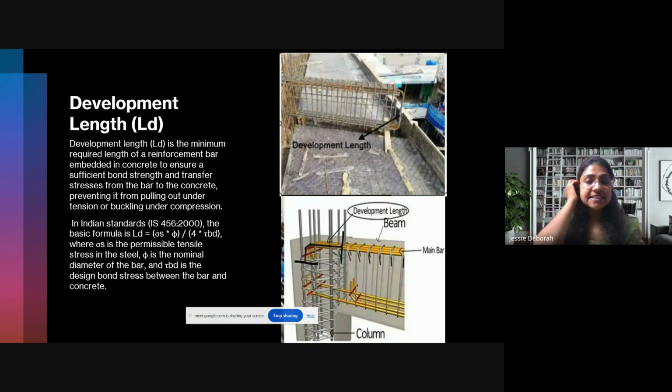Okay, so in Indian standards, there's a formula: Ld = (φ × σ) / (4 × τbd), where σ is the permissible tensile stress of steel, φ is the dia of the bar, and then we take 4 times the design bond stress between the bar and the concrete. We will consider all of this to get the development length.